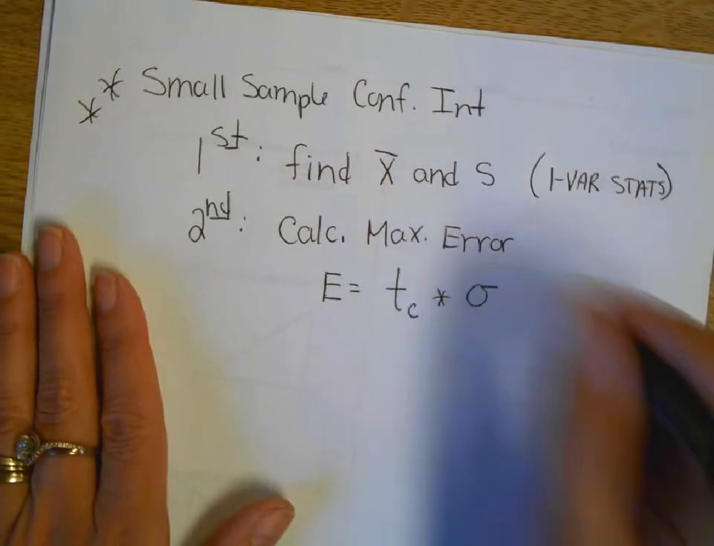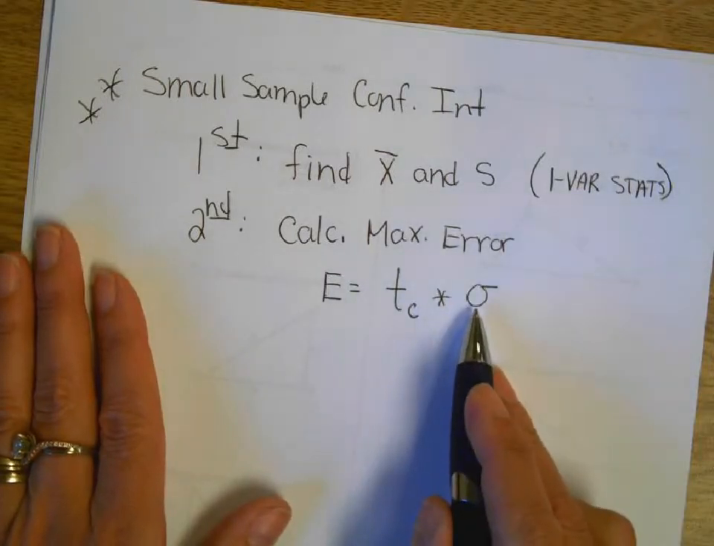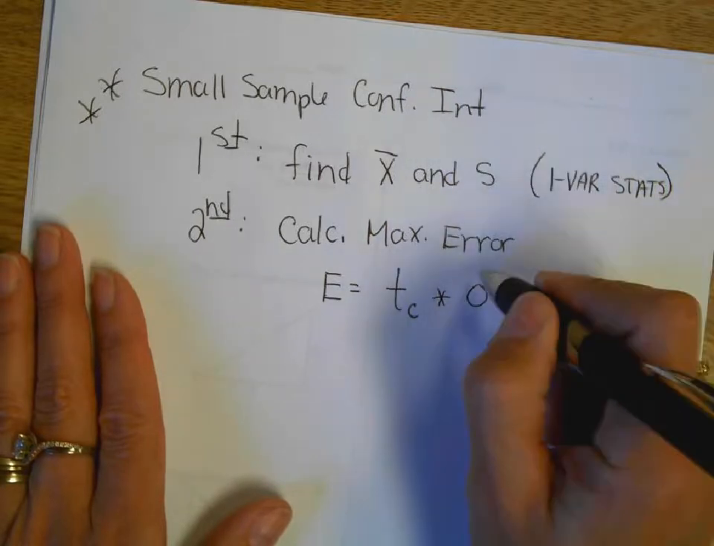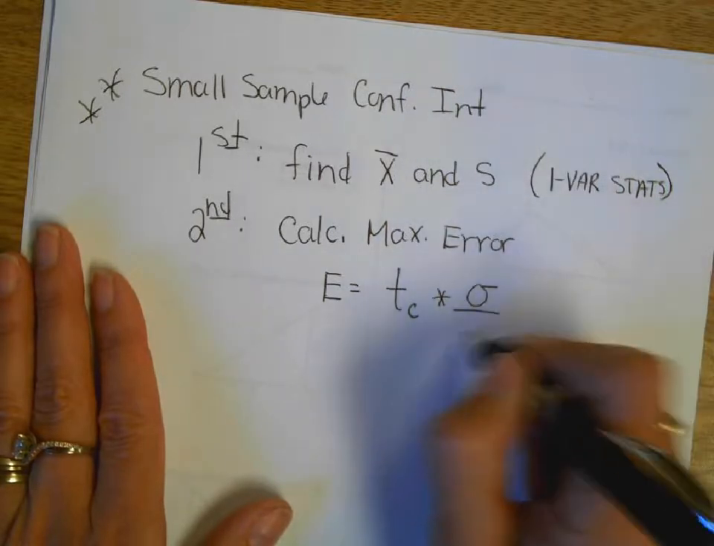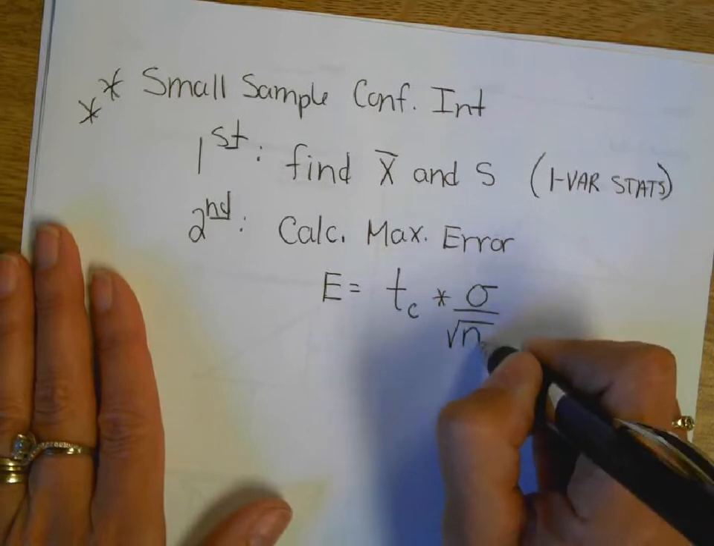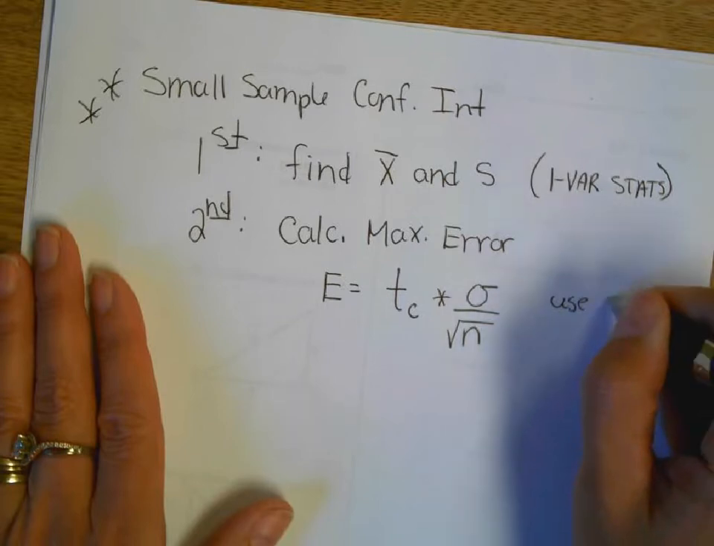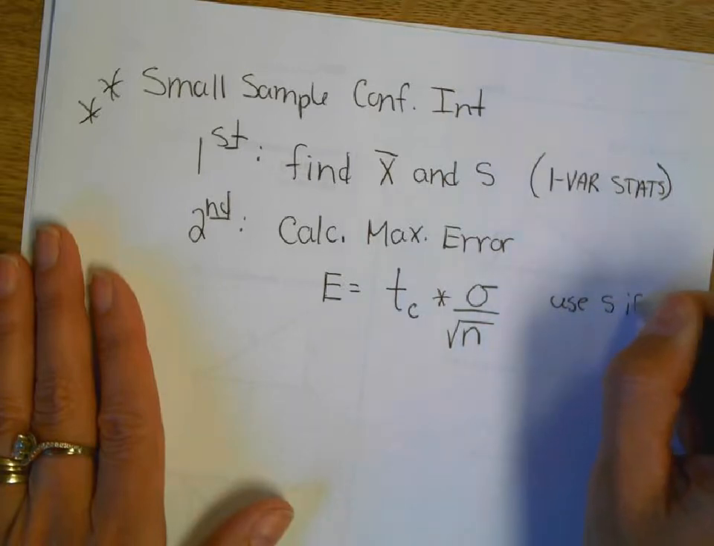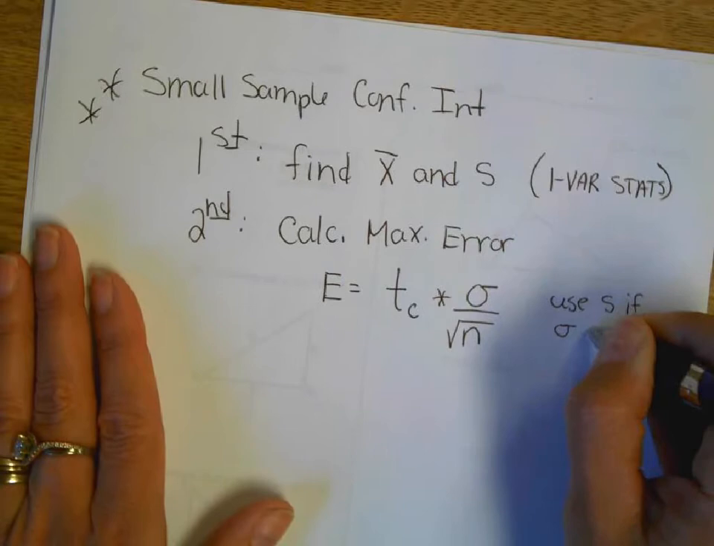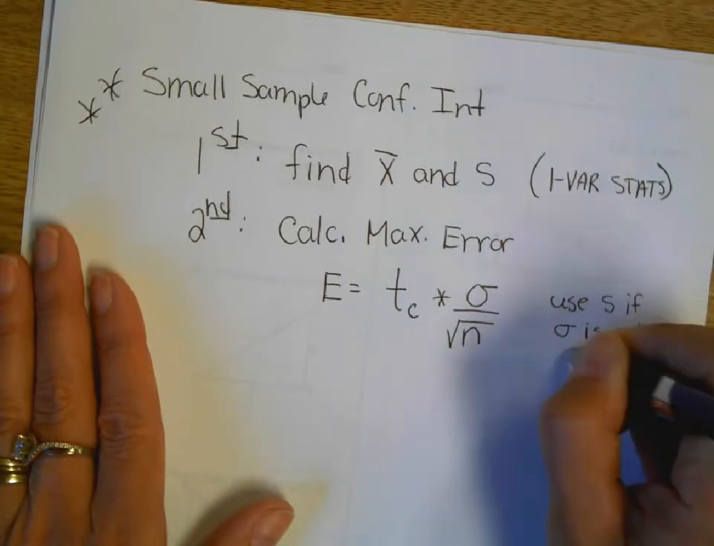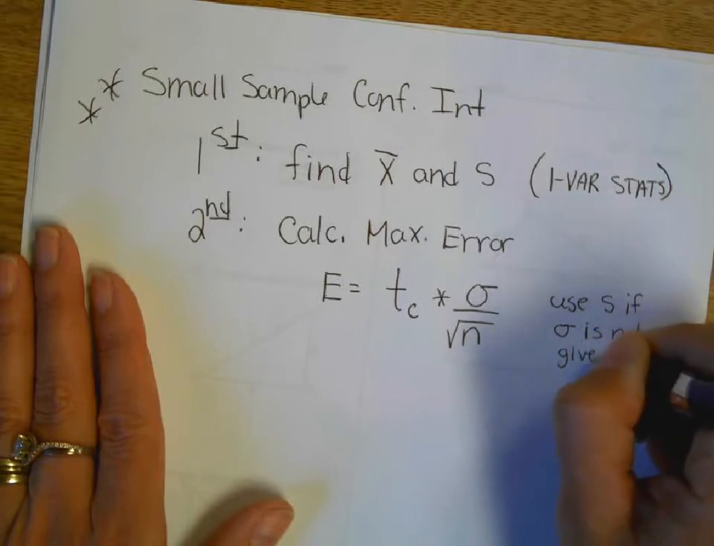Multiply by the population standard deviation if they give it to you. If it's not known, what goes there? S. Divide by the square root of sample size. So, use S if sigma is not known. Is not given, I should say. Either way.